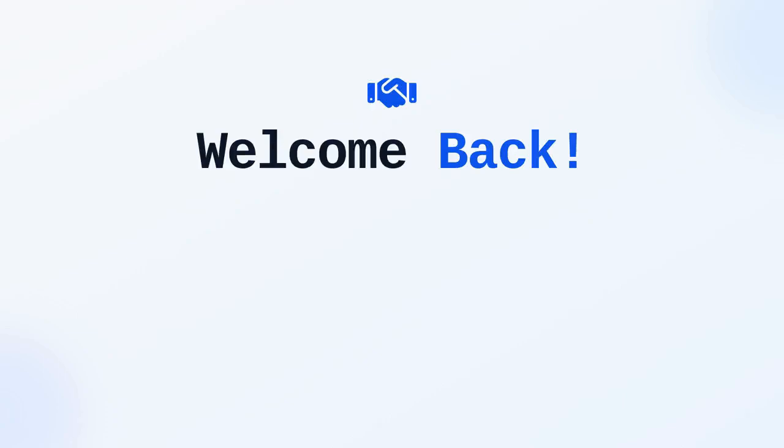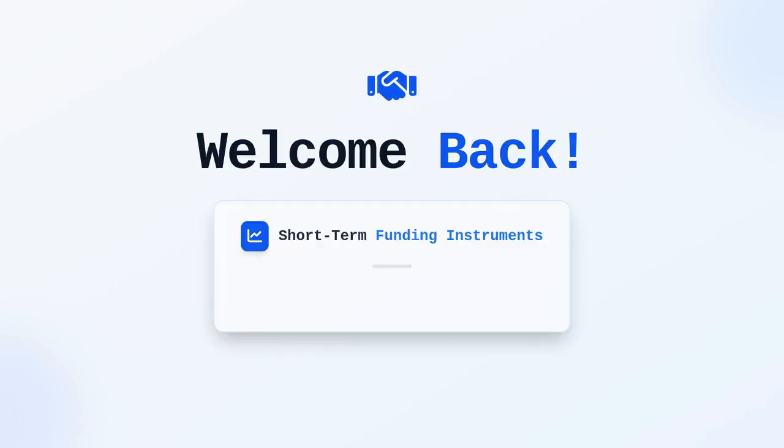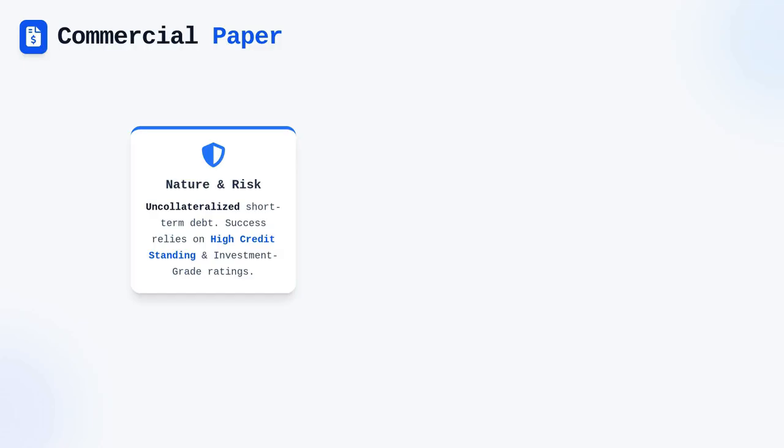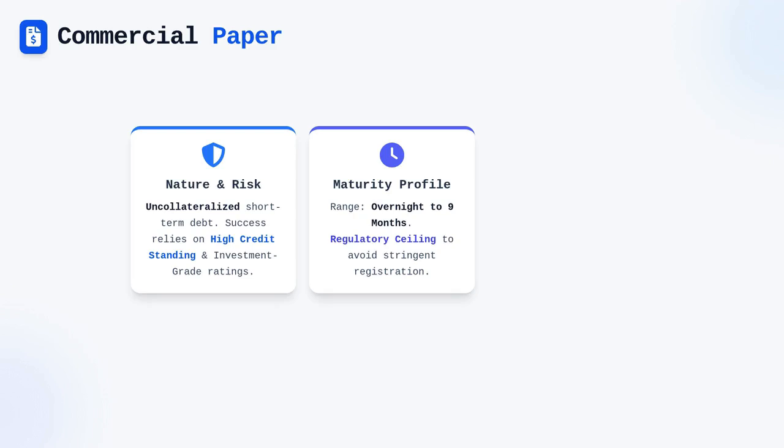Welcome back to our discussion on short-term funding instruments. In this lesson, we will explore the structural characteristics and operational dynamics of commercial paper within the institutional money markets. Commercial paper functions as an uncollateralized short-term debt obligation issued by highly rated corporations and financial institutions to fulfill immediate working capital requirements. Because these instruments are unsecured, their successful issuance is heavily predicated on the issuer's high credit standing, often verified by major rating agencies who assign them investment-grade status.